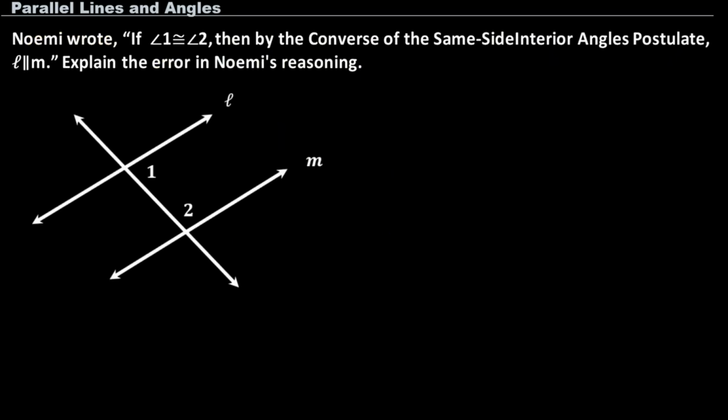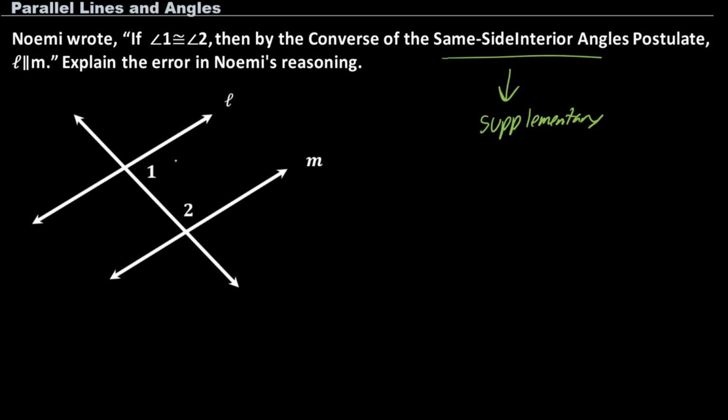So we read a problem like this and we apply that idea. If angle 1 and angle 2 are congruent, so this symbol means congruent, equal, then by the converse of the same side interior angle postulate, those lines, L and M, must be parallel. Well, what's the error here? The error is that same side interior does not mean congruent. Same side interior means supplementary.